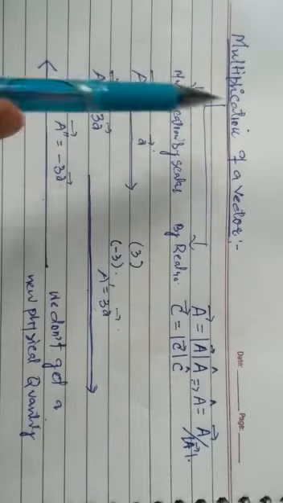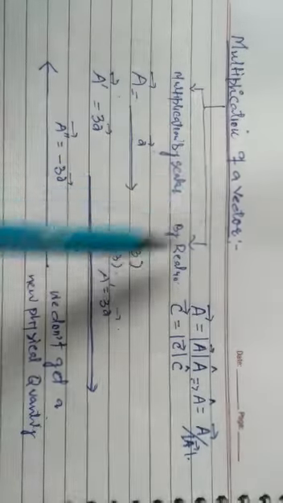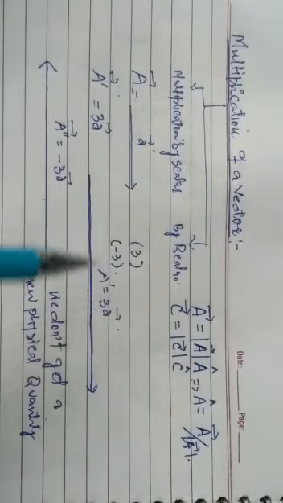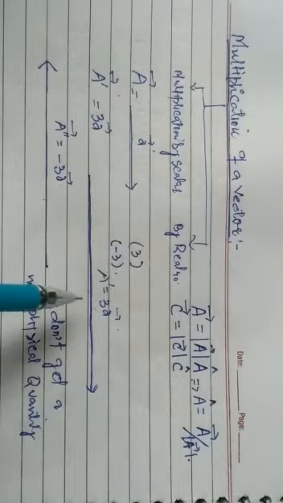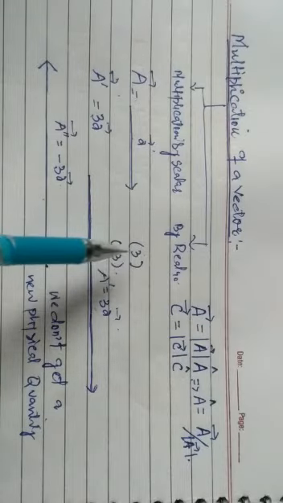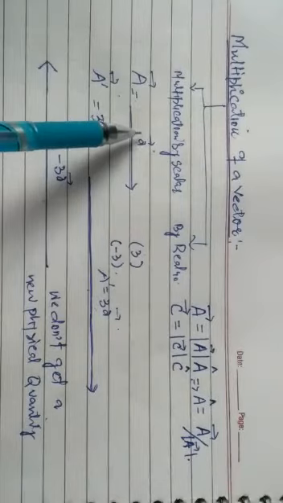So simply you have to understand, once you multiply a vector by a real number, we don't get a new physical quantity. And the new vector's magnitude will depend upon the multiplying number. Here the magnitude is A, this is 1A.